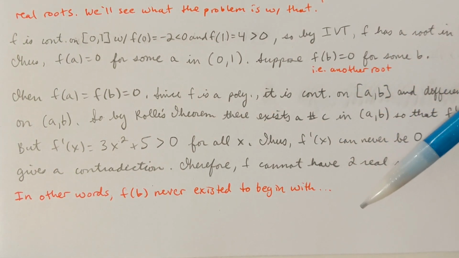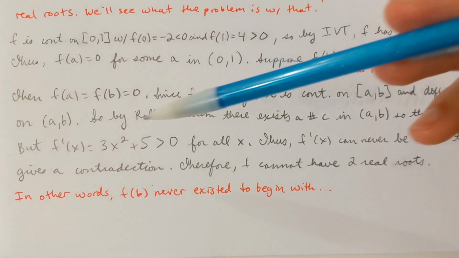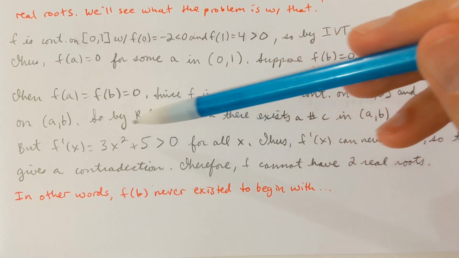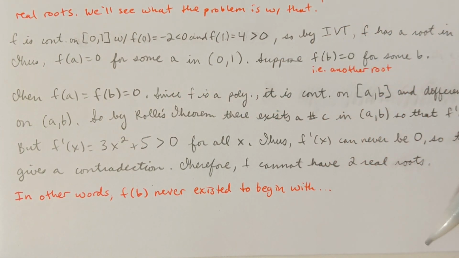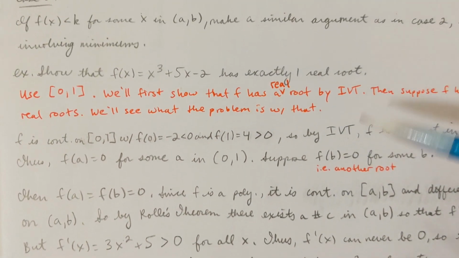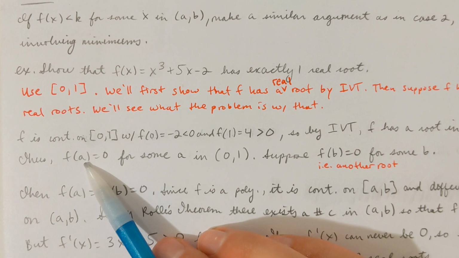Because if b was another real root, then we would have f prime of c equaling 0 for some c value, and we don't get that here. Therefore, f cannot have two real roots. It only has one real root, which would be the number a.